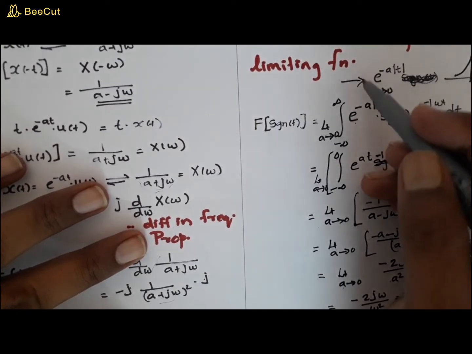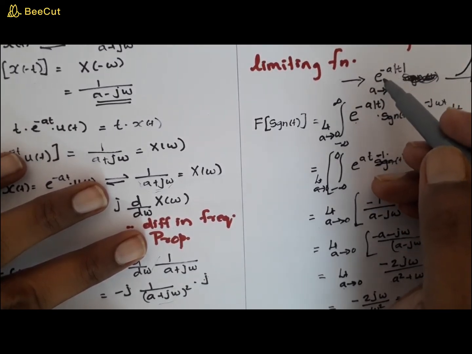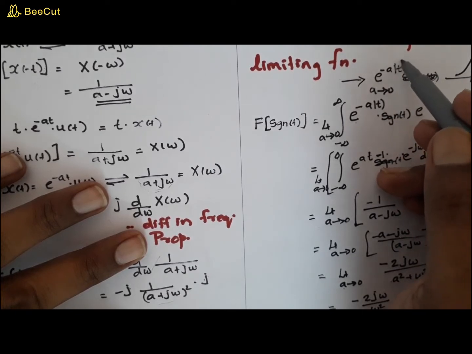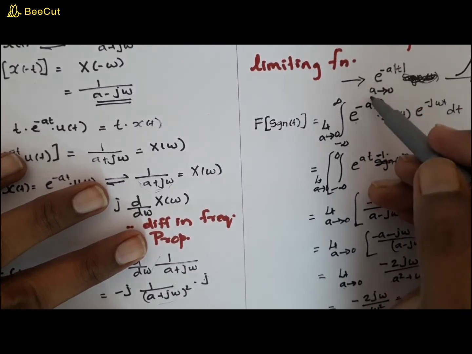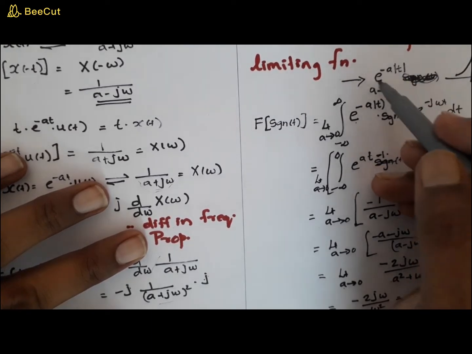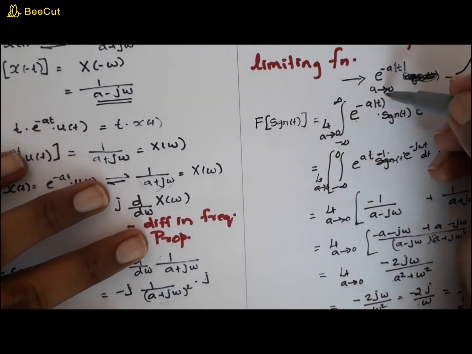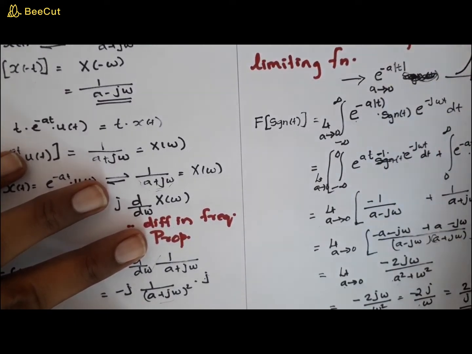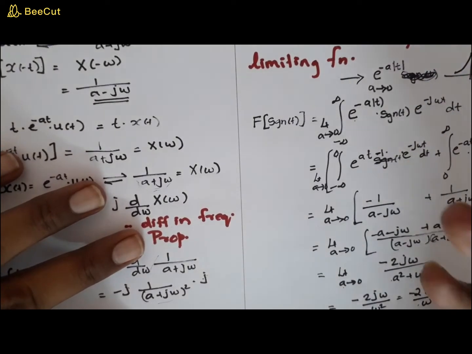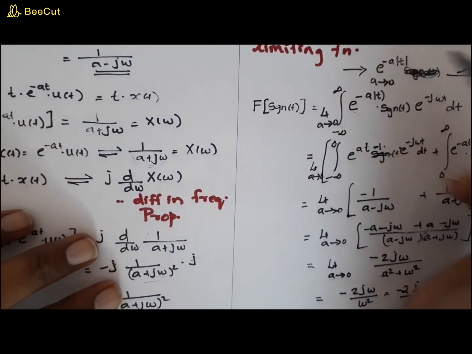limiting function. Now, what is the speciality of this limiting function? As you multiply this, the limiting function is represented as e raised to minus a, as a tends to 0. When you put a equal to 0, this becomes 1. So first you multiply, and finally wherever you find a, you will substitute a to be 0. So what you are doing is making a non-integrable signal into an integrable signal by multiplying by such a limiting function.